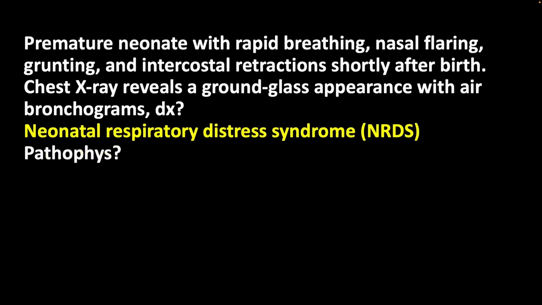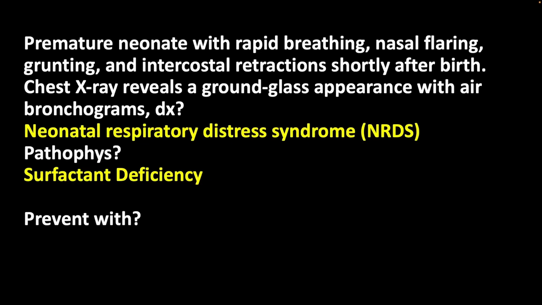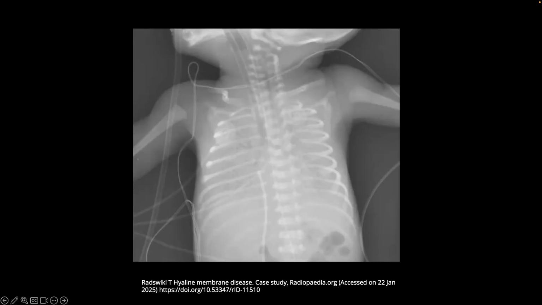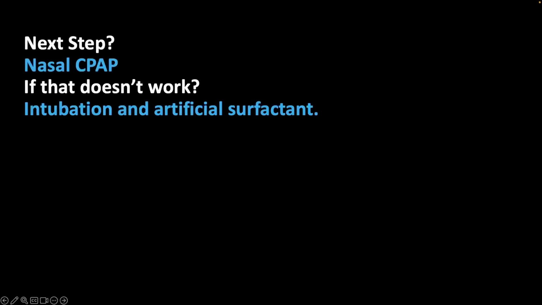And what's the pathophys of NRDS? Surfactant deficiency. And how do you prevent this? You give corticosteroids for lung maturation. Here you can see someone with NRDS. You almost see complete opacification of both lungs from those ground glass opacities. And what are next steps if you suspect NRDS? You're going to want to do CPAP, and if that doesn't work, intubation with artificial surfactant.